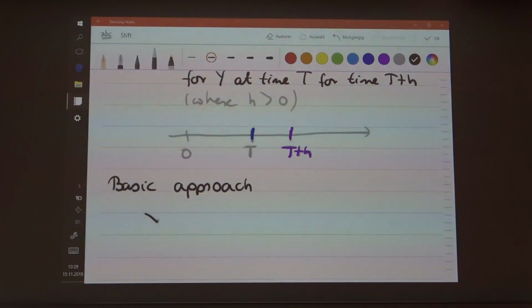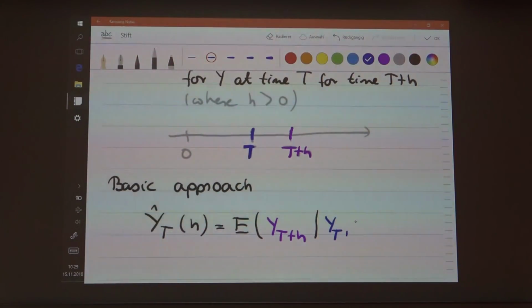Is that you consider the estimator or the forecast of the process at time t for time t plus h to be equal to the conditional expectation of the process. So the conditional expectation of the process at time t plus h, given its past, the past considered from point t, or capital T. So this is the past: y t, then y t minus 1, y t minus 2, etc. This is the past of the process.